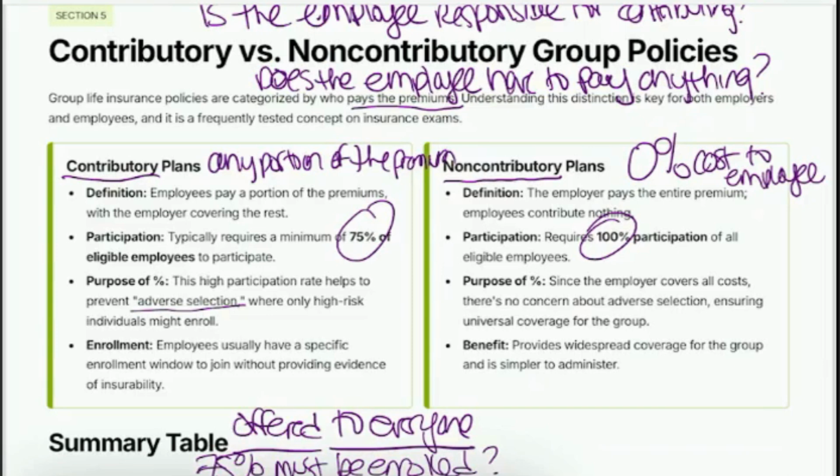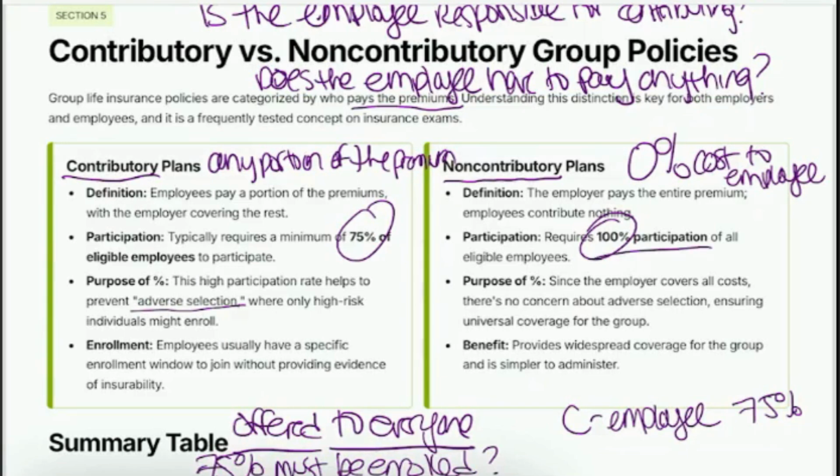Employees usually have a specific enrollment window to join without providing evidence of insurability. They maybe have to wait until the open enrollment time, or they may have so many days as they become eligible. That's going to depend on your company. So contributory, who is contributing? The employee. And what is the number you need to know? 75%.